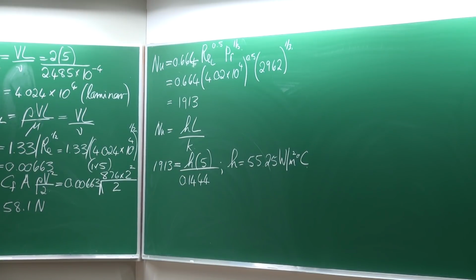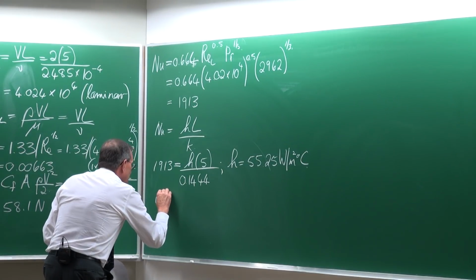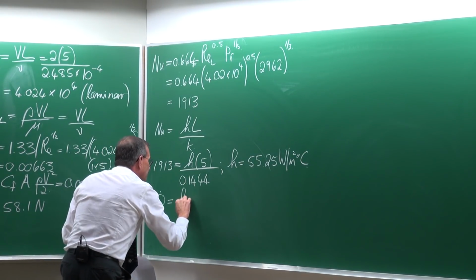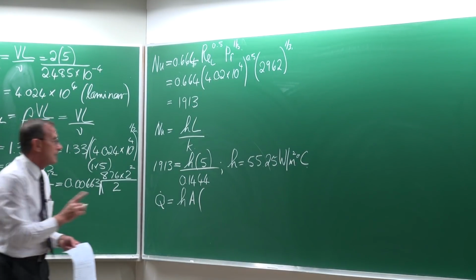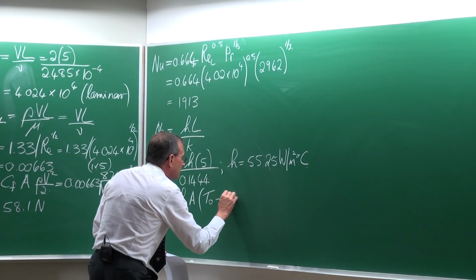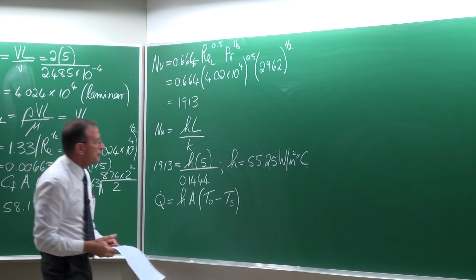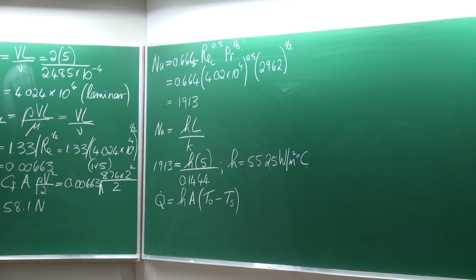Once we've got the heat transfer coefficient, we can calculate the heat transfer rate. The heat transfer rate is equal to the heat transfer coefficient multiplied by the surface area, the temperature of the oil minus the temperature of the surface. I choose the highest temperature first. You don't have to be as strict as in thermodynamics to indicate the direction of the heat transfer.